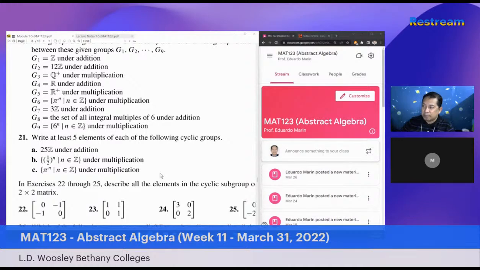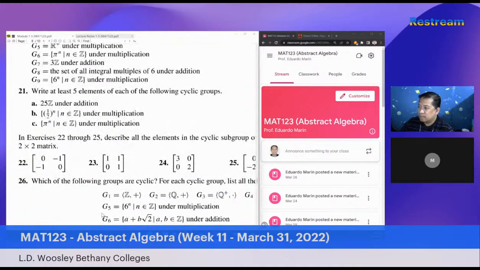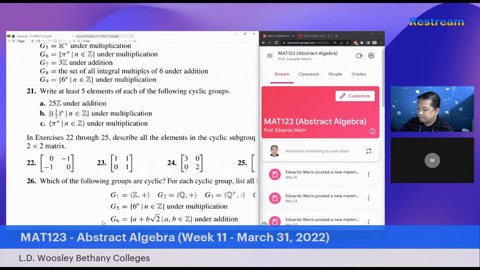And then letter C, of course, powers of pi. We have pi raised to 0 is equal to 1. Pi raised to 1 is pi. Pi squared. And then 1 over pi and 1 over pi squared. Okay, describe all elements of a cyclic group.